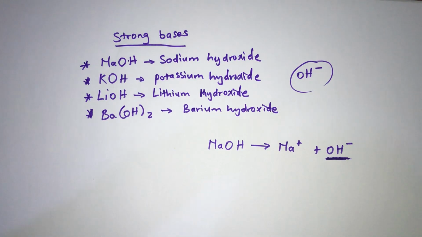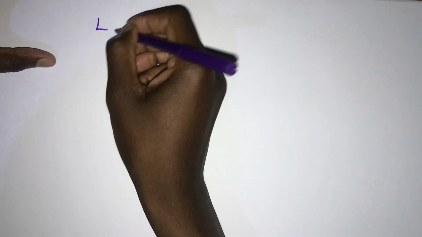So without wasting time, I want us to talk about the Lowry-Brønsted theory for now, and then in the next video we'll talk about Arrhenius theory. Acid and base, we define them in 2 ways. The first way is Lowry-Brønsted.